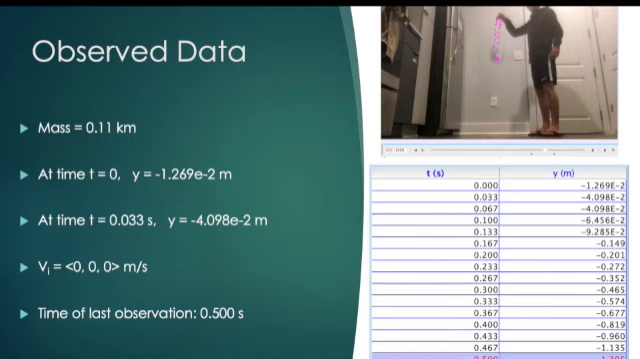At time t equals 0, the initial position was almost 0, at negative 1.26 times 10 to the negative 2 meters. Then, just as an example, after the first time step of 0.33 seconds, the position changed to negative 4.098 times 10 to the negative 2 meters. The initial velocity, since the object was dropped from rest, is 0. And the time of last observation was 0.5 seconds.